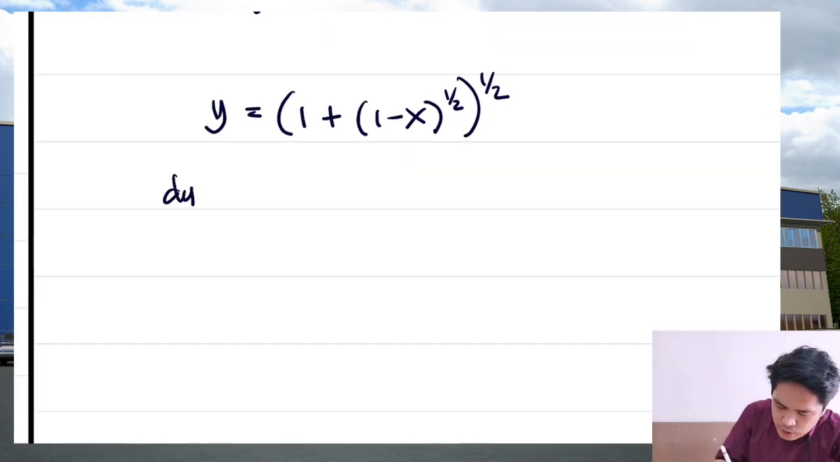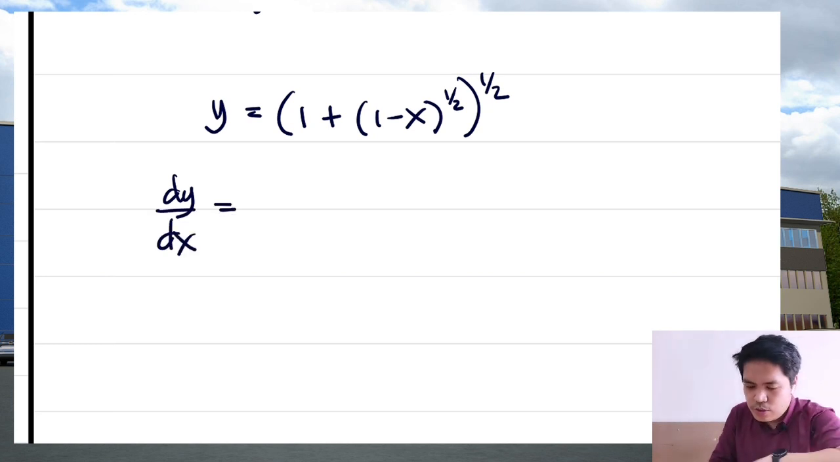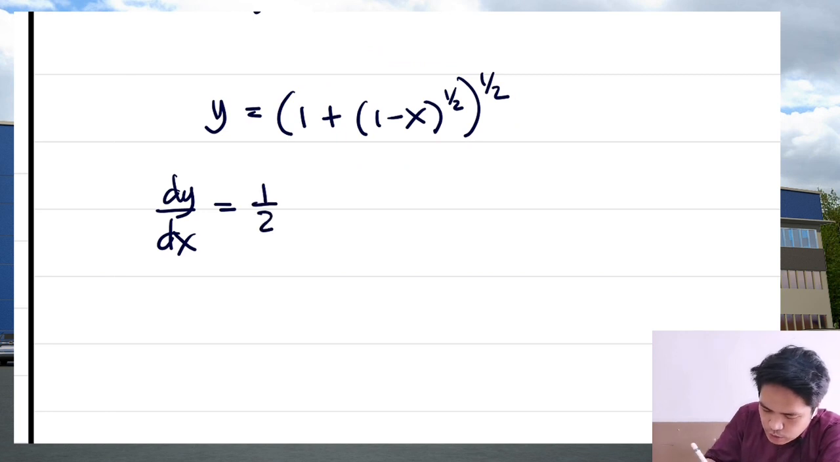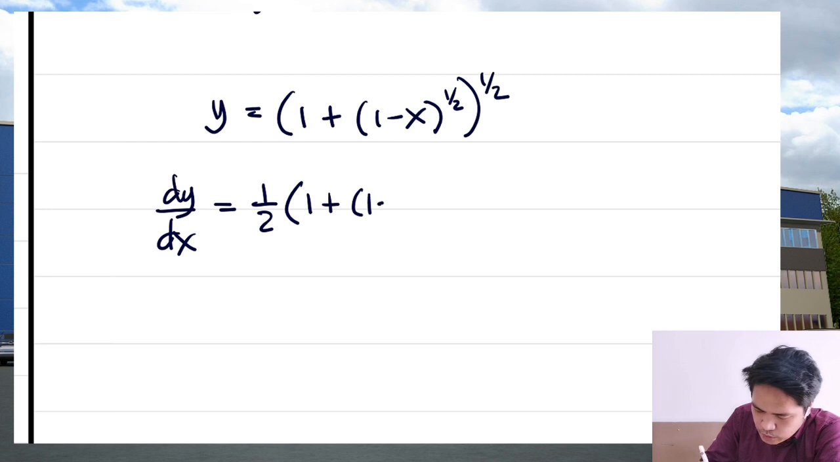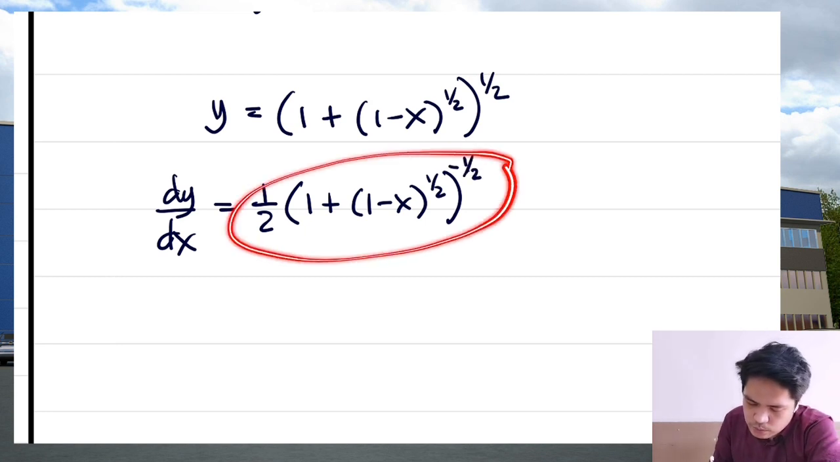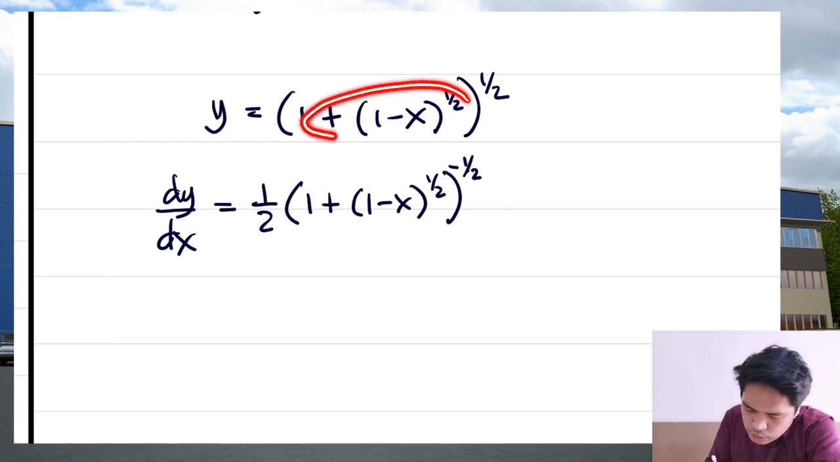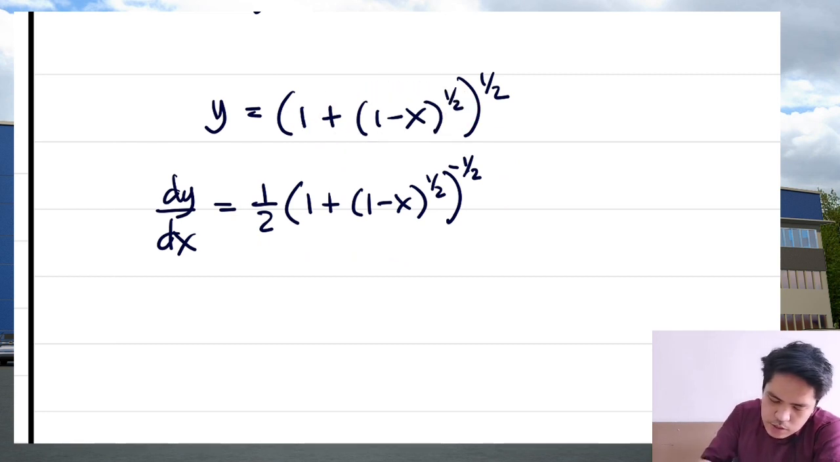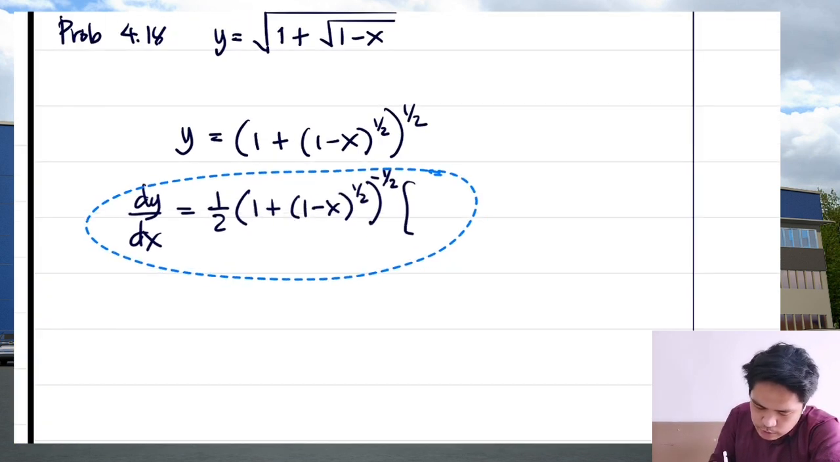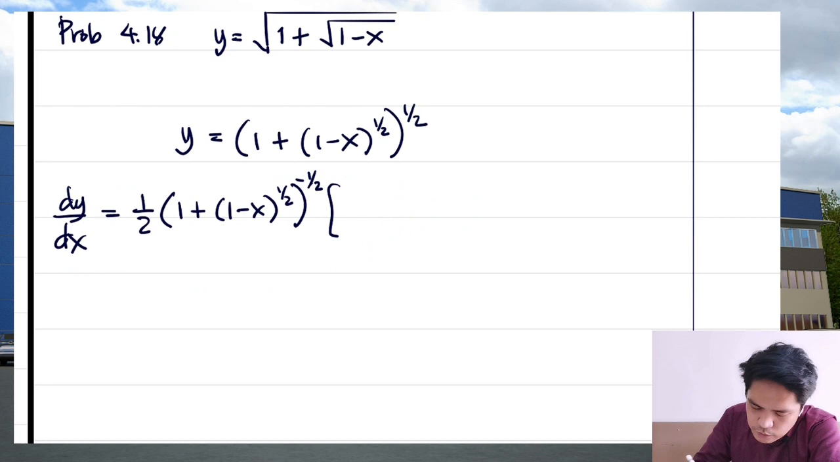So dy over dx is just equal to the derivative of this, the whole function, the mother. So that would be 1/2 times 1 plus 1 minus x raised to 1/2, raised to, then 1/2 minus 1, that would be negative 1/2. Okay, so this is the derivative of the mother. Then multiply that by the derivative of the baby. So it's a derivative of this. So let me put a bracket there and adjust.